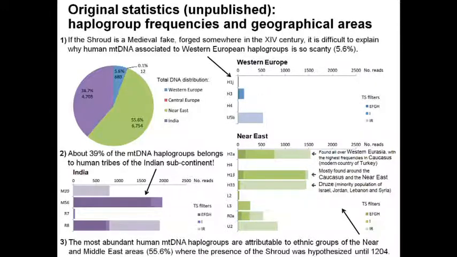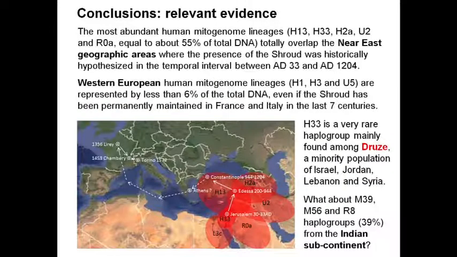The most abundant human haplogroups are attributable to ethnic groups of the Near and Middle East area, where the presence of the Shroud was hypothesized until 1204. And these three I was mentioning before are the three most abundant haplogroups, H2A, H13, and H33. I will come back to these three haplogroups later. So, coming to the conclusions.